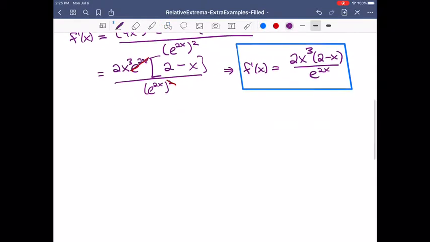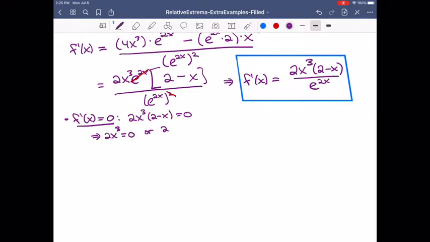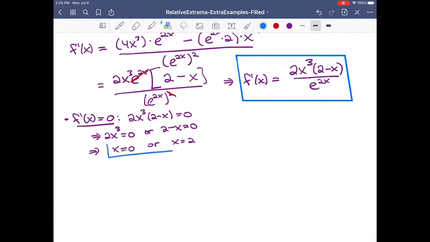Okay, so now we want to know where the critical numbers are. So where is my derivative equal to 0? So that's when the numerator is 0. Okay, which is going to be when 2x cubed equals 0, or when 2 minus x is equal to 0. So I get critical numbers of 0 and 2. Okay, so here are some critical numbers. Oh, that didn't work at all.